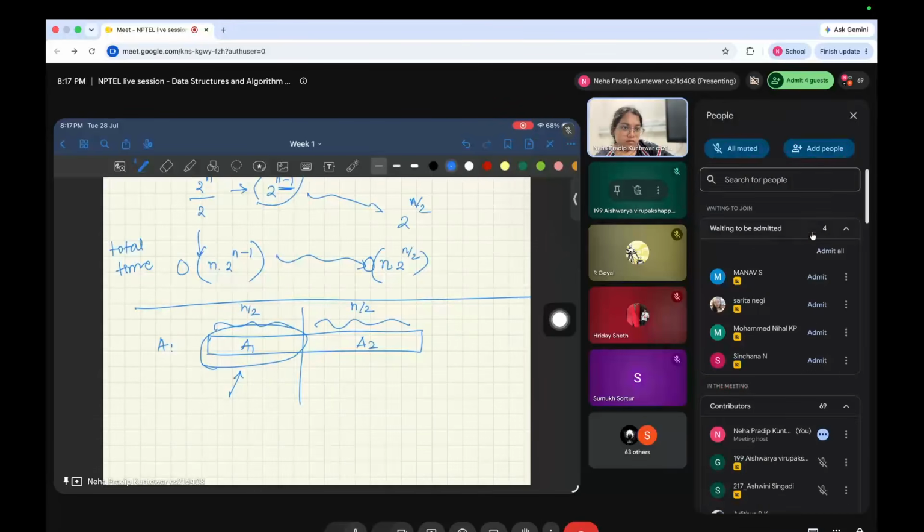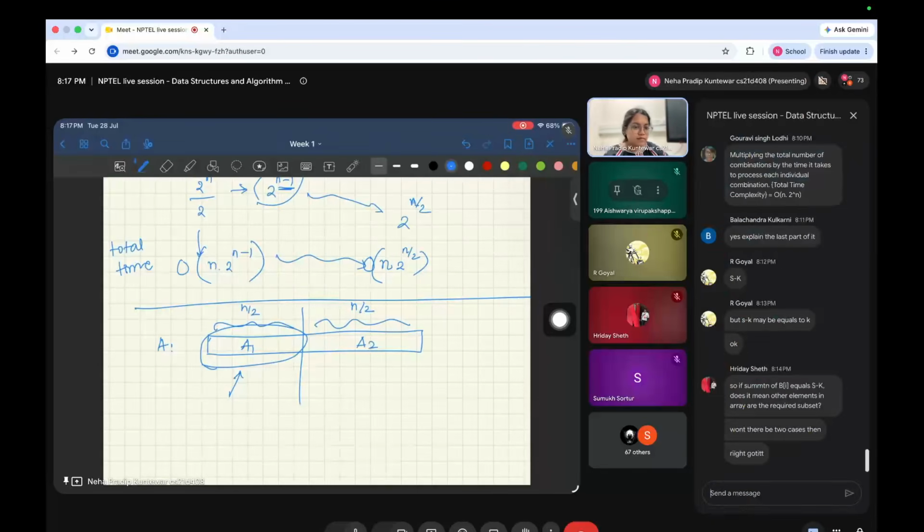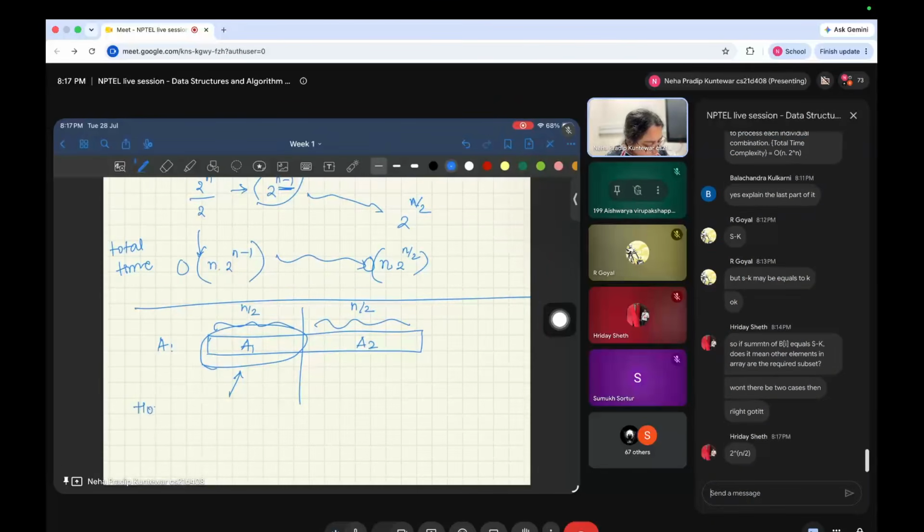Yeah, good. So this is 2 to the n by 2 many subsets, and similarly you go through all possible subsets of A2. Do the same thing for A2. So there are 2 to the n by 2 subsets. And then find out the sum of all the subsets.